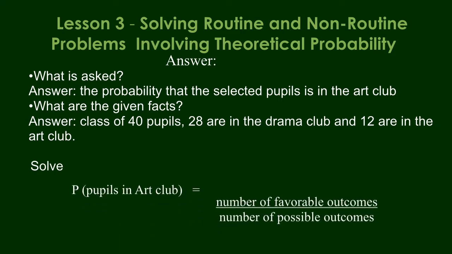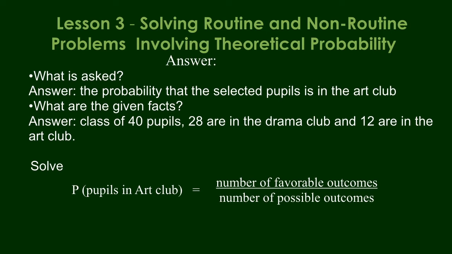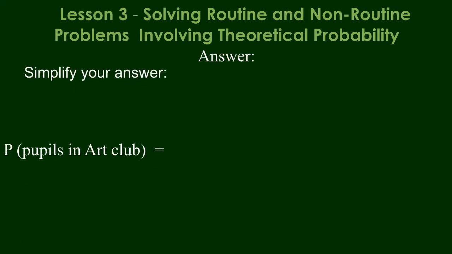Solve using the theoretical probability formula. So we have to find the probability of pupils in the art club. So the probability of pupils in the art club is equal to the number of favorable outcomes over the number of possible outcomes. So the probability of pupils in the art club is equal to 12 over 40. The next is we need to simplify your answer.